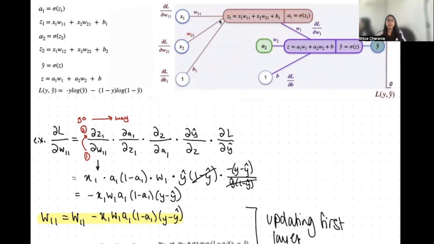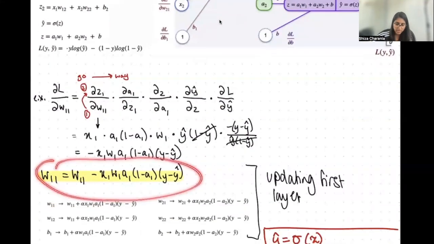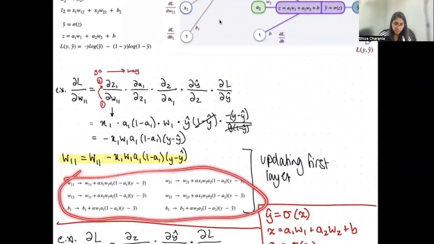You can do the same thing last to first, but it doesn't really matter because it's multiplication anyways. So you could start off with this weight and how it impacts Z1, and then how Z1 impacts the activation after sigmoid, which is A1, and then how A1 impacts Z with respect to this weight here, and then how Z impacts this y hat, which is the prediction after the sigmoid, and then how y hat affects the loss. And then you would multiply all that together. Once you find all these, you can update it similar to this. And this is all the updates for the first layer.